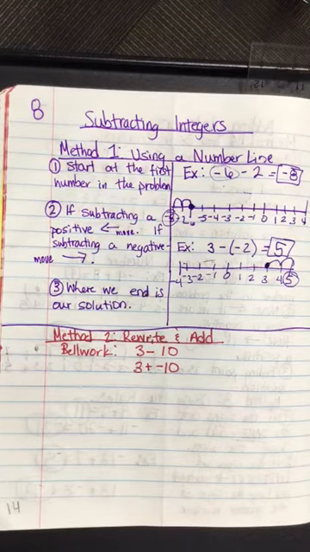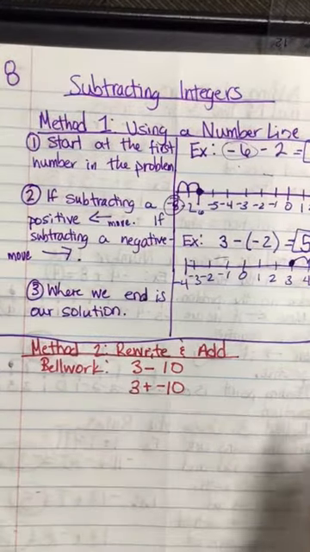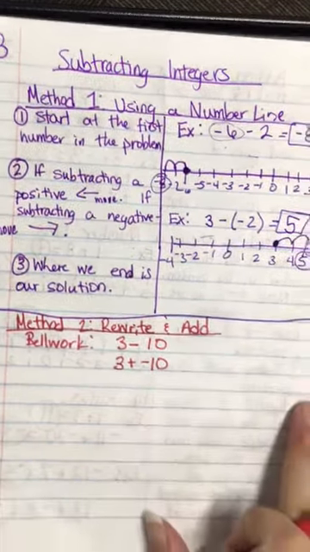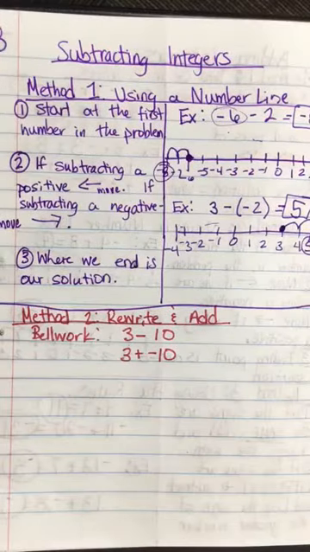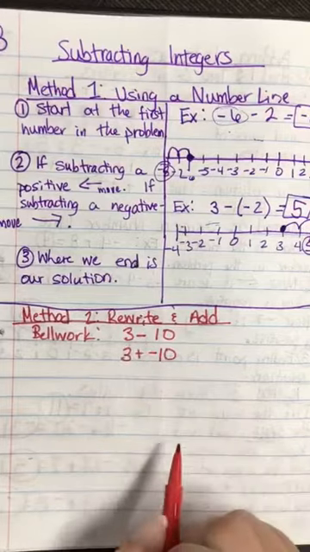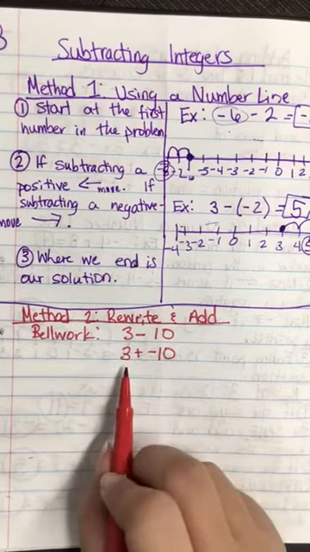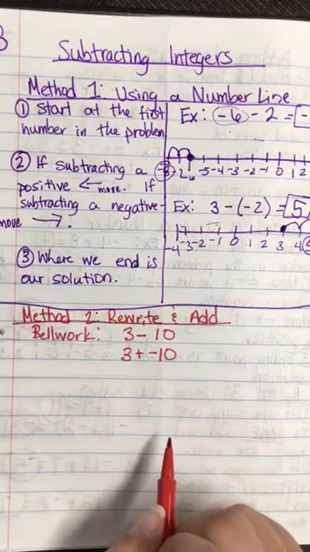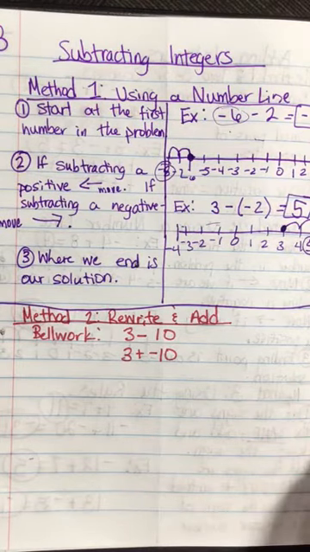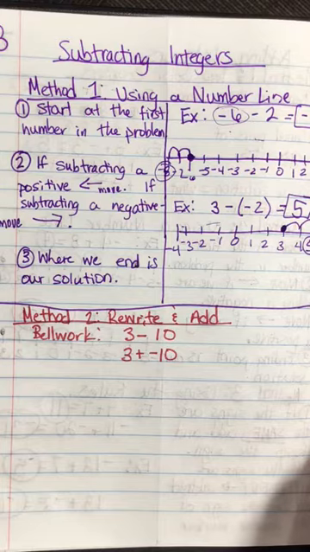All right, method 2 of subtracting integers, we're going to call rewrite and add. Okay, so I want you to think back to the bell work that you did earlier today, and here was the question. It said, what is 3 minus 10, and what is 3 plus negative 10? And then there were two questions below. It said, what do you notice about the problems, and what do you notice about the solutions?